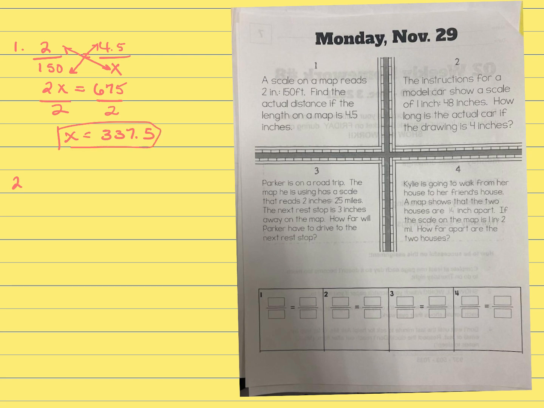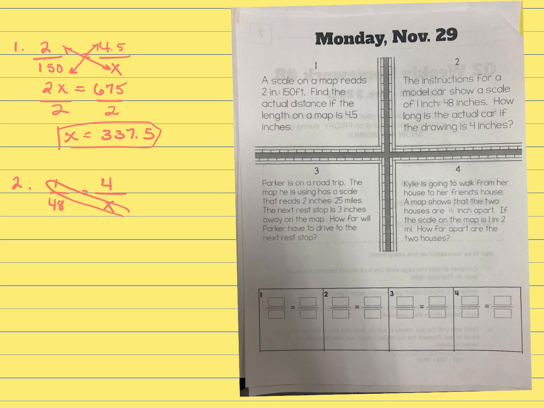So for number 2, the instructions. For a model car, show a scale of 1 inch to 48 inches. How long is the actual car if the drawing is 4 inches? So you just want to set it up so it is inches to inches, and that it matches. So if 1 inch is 48 inches, as 4 inches is to X.